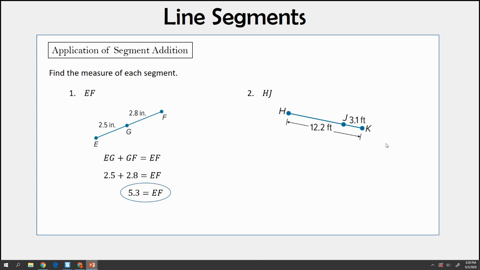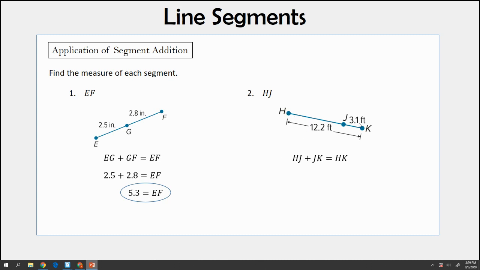All right, looking over here, now it's a little different, but this is why I like to write this statement to begin with. Just looking at the drawing, we should see that if I take HJ and add JK, that's going to equal HK, the whole length. Now substitute in what you know. We know that H to J, well, we don't know that. That's our unknown, right? So we're going to leave this HJ here.